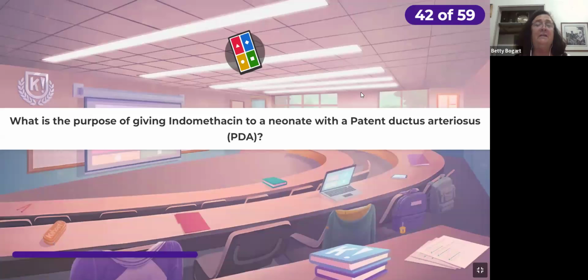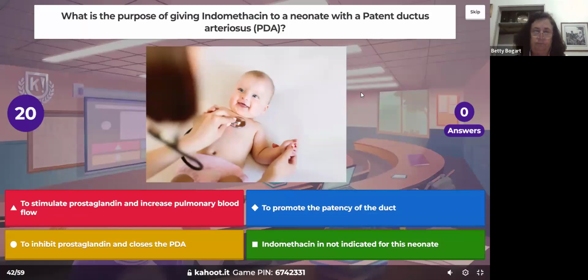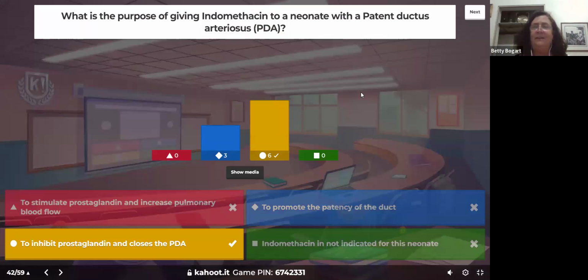What is the purpose of giving indomethacin to a neonate with a PDA? So remember I told you sometimes in premature infants the PDA is still there, and they need prostaglandins to keep it open, and somehow they have them. So what indomethacin does, it stops whatever prostaglandins are there, they say go away, be gone, and then the PDA closes.